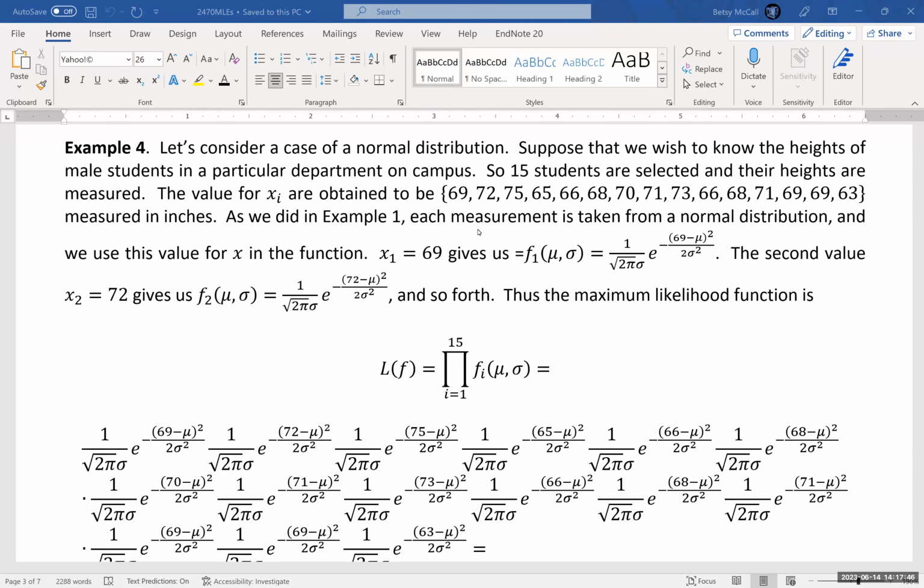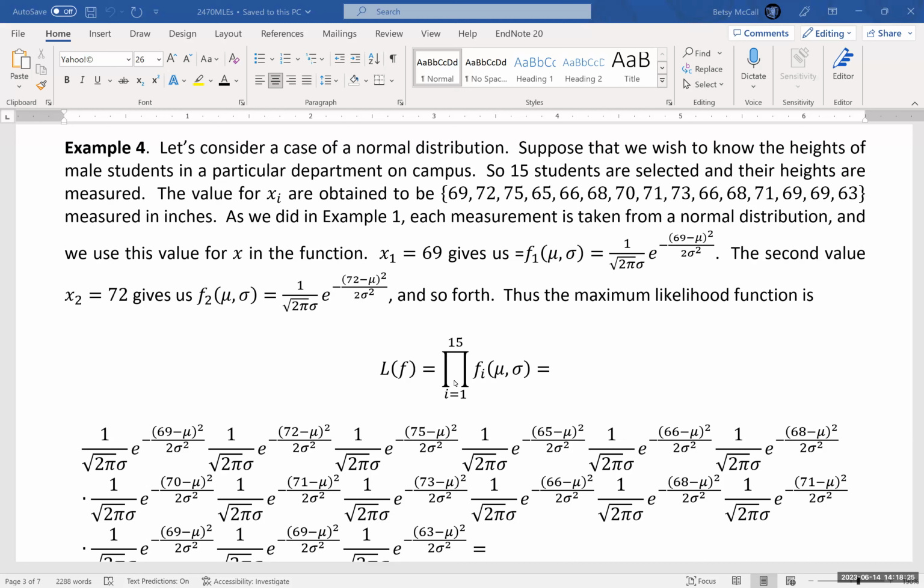In each case, the measurement is taken and we plug these into our distribution function. The normal distribution is given by 1 over the square root of 2 pi times sigma, e to the negative x minus mu squared all over 2 sigma squared. I plugged in 69, my observation, for my x value. My second observation was 72. Again, I don't know my two parameters, but I do know my x, so I plug that in. And I continue with this for all 15 observations.